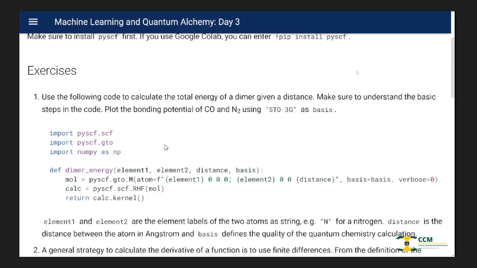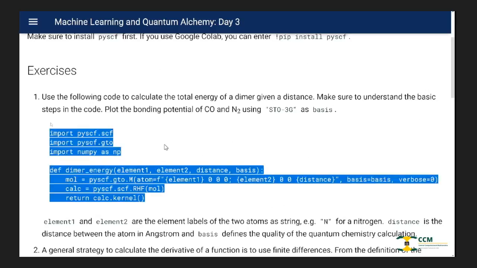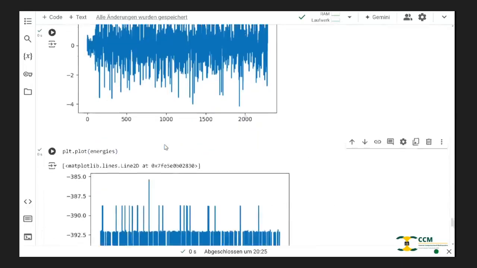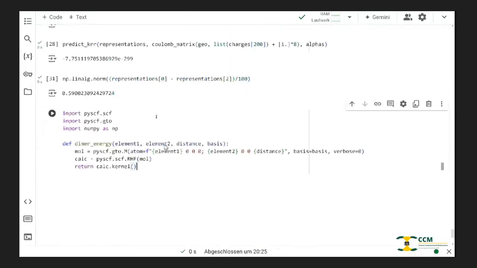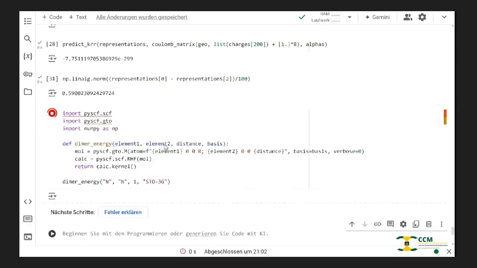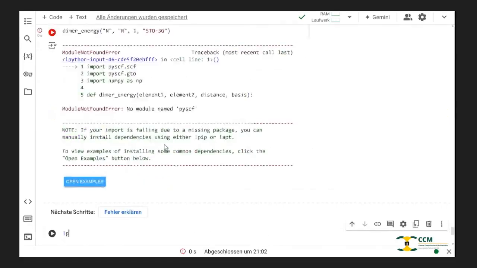All right, let's do this together once more, and then we take a break. I just copied code, and we test whether it works. So dimer energy, where one element is nitrogen and the other element is nitrogen, and let's say they're one angstrom apart.